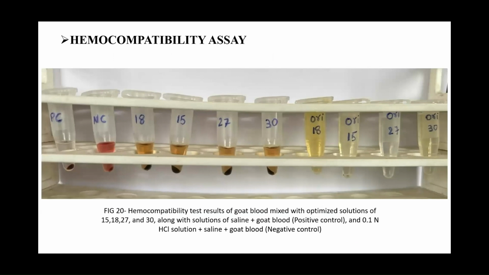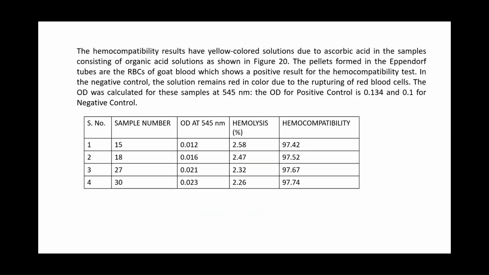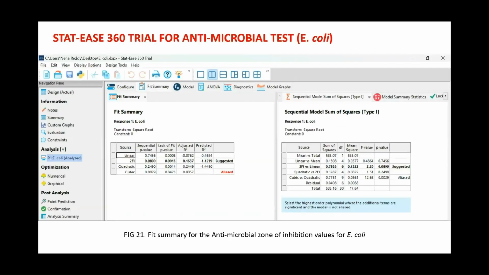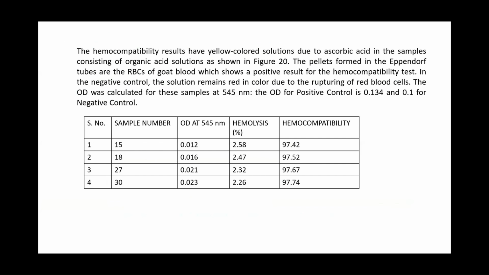Now coming to hemocompatibility assay, we optimized a few of the solutions from the above tests, that are 18, 15, 27, and 30. And then we did the hemocompatibility test for only 4 of these samples, along with positive and negative control. We then checked the OD at 545 nanometers, and then we calculated hemolysis as well as hemocompatibility as per the formula which was shown before in the earlier slides. Now for positive control, we got 0.134, and for negative control, we got 0.1.